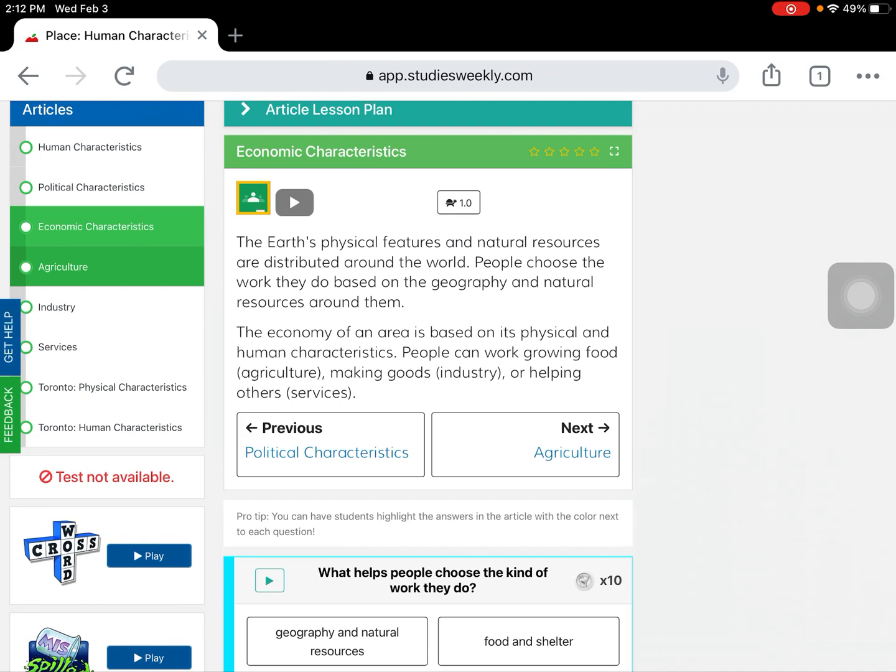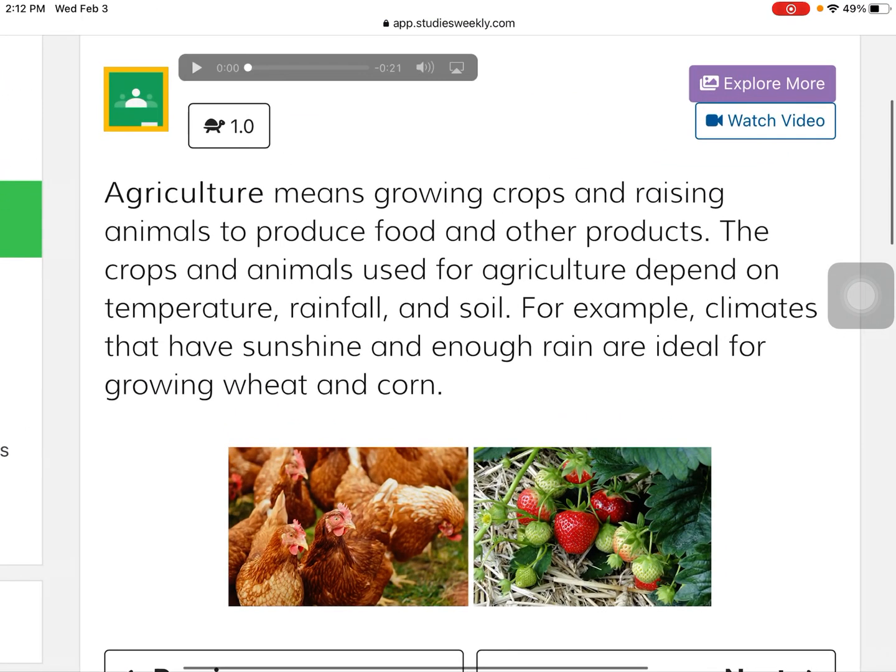Let's go ahead and look at agriculture further. Agriculture means growing crops and raising animals to produce food and other products. The crops and animals used for agriculture depend on the temperature, rainfall, and soil. For example, climates that have sunshine and enough rain are ideal for growing wheat and corn. Go ahead and say that word, agriculture.